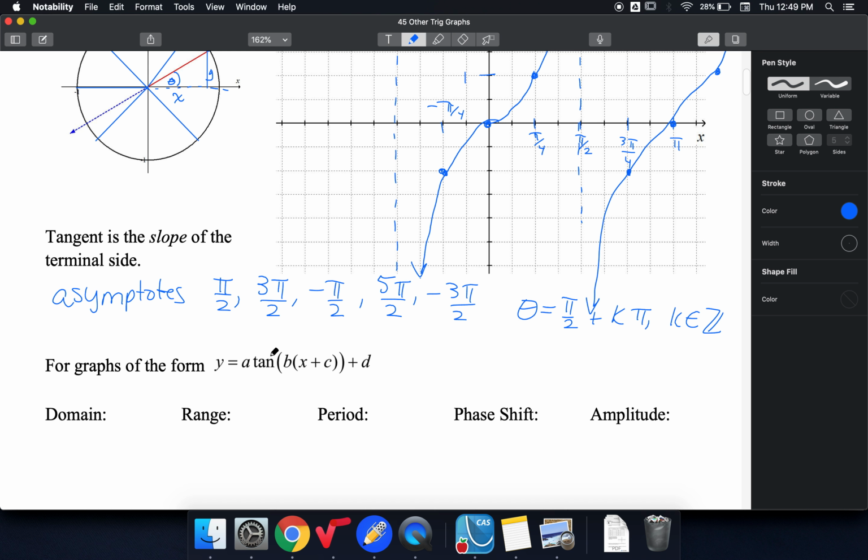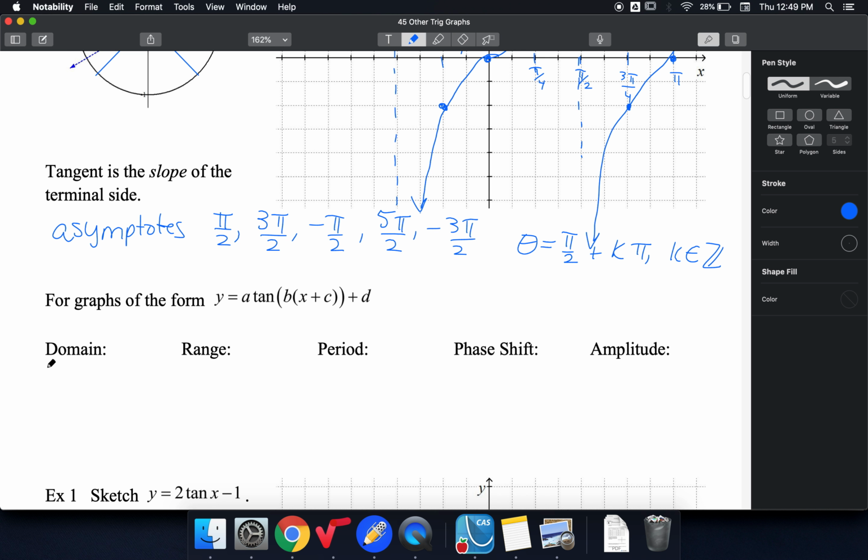So let's think about this. If I think about my transformation, vertical stretch, horizontal shift, vertical shift, my domain is going to be, so now my angle is, I'm calling my angle x. So for the original one, my domain would be x is an element of reals, x is not equal to pi over 2 plus k multiples of pi.